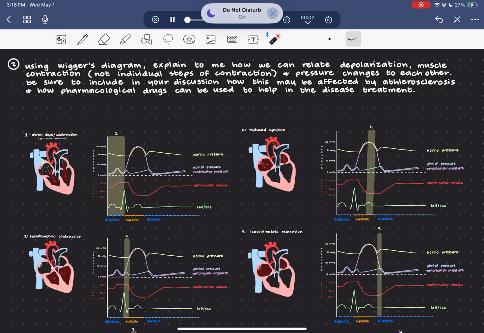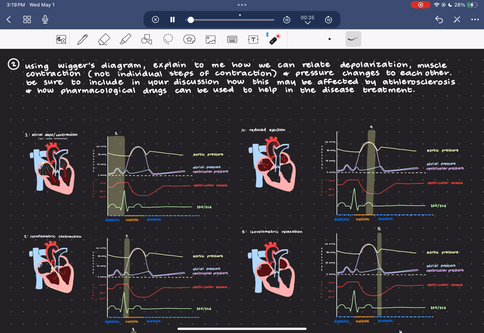So for the final part of this project/test, I'm going to talk about Wiggers diagram and kind of explain how depolarization, pressure, and volume are, or what is really going on within the heart, all looking at it on one graph. Additionally, I'm going to talk about how atherosclerosis and some pharmacological drugs can affect this diagram.